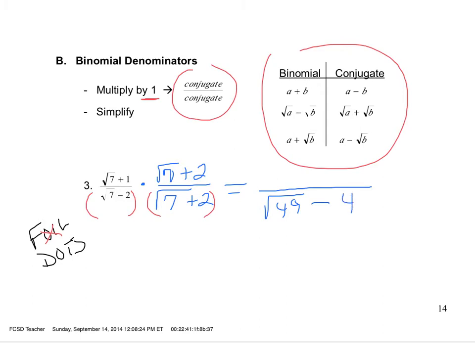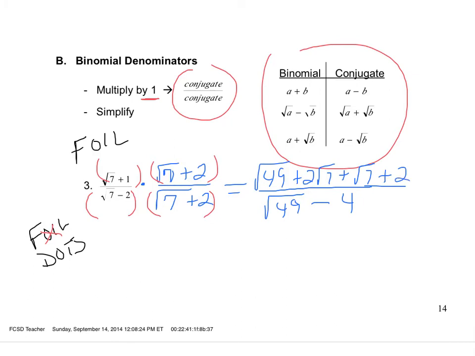Now take a look at the top. Do we have dots? You're right, we don't. So we're going to have to do all of FOIL up here. We can't skip any steps. So we're going to have to do first, outer, inner, last, combine like terms. First, radical 7 times radical 7 is radical 49. Outer, radical 7 times 2 is 2 radical 7. Inner, 1 times radical 7 is positive radical 7. And last, 1 times 2 is 2.